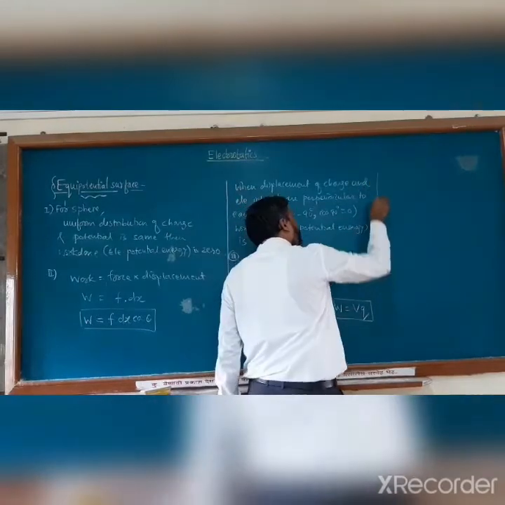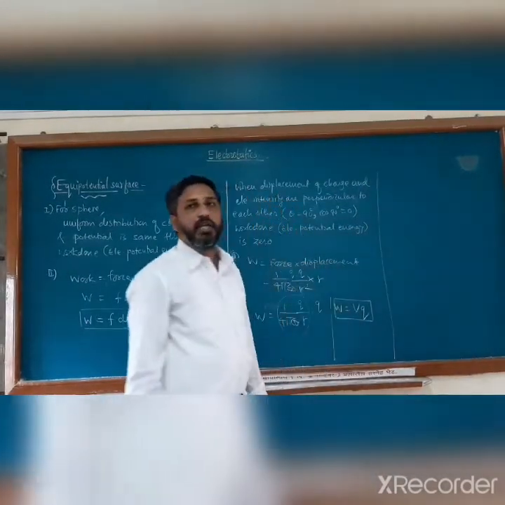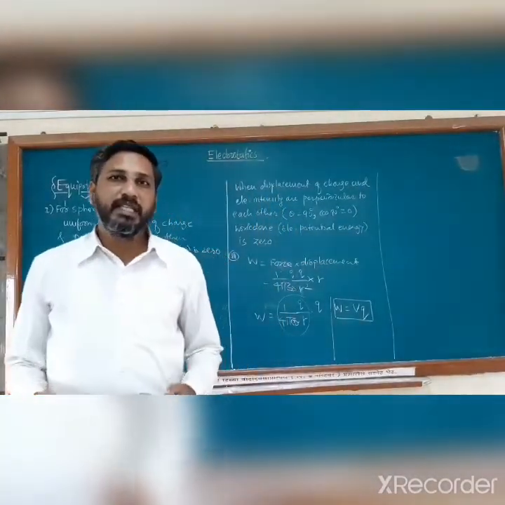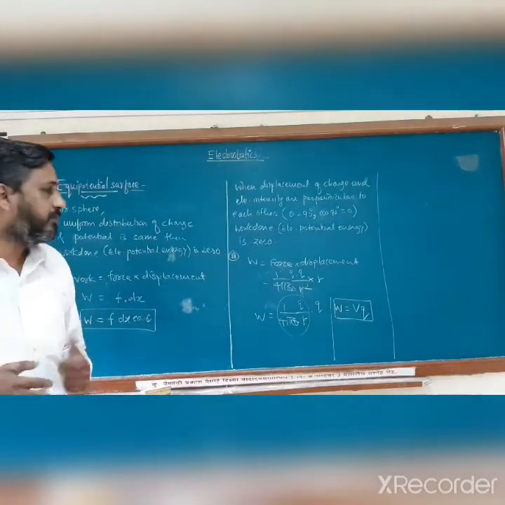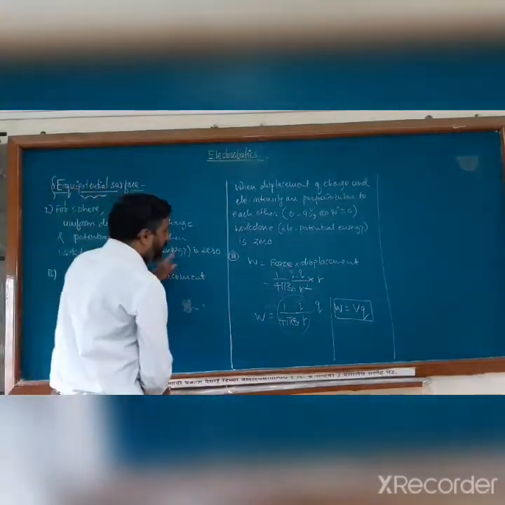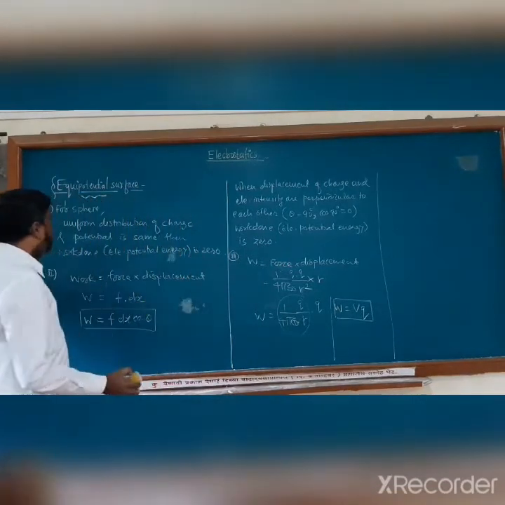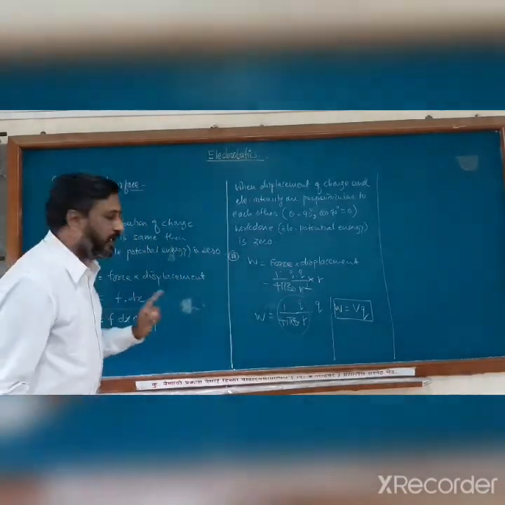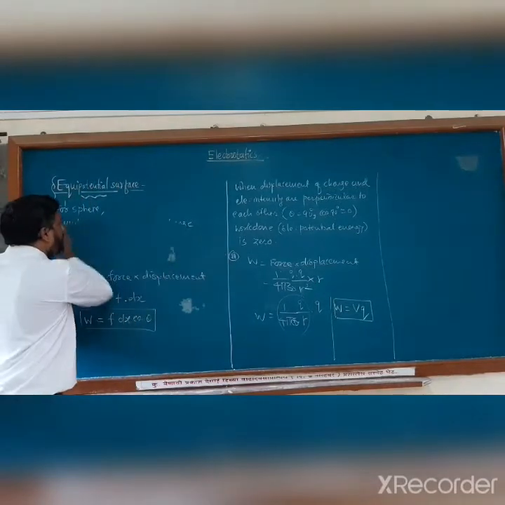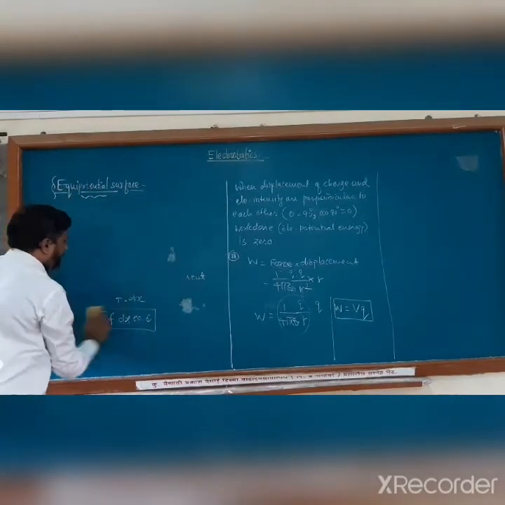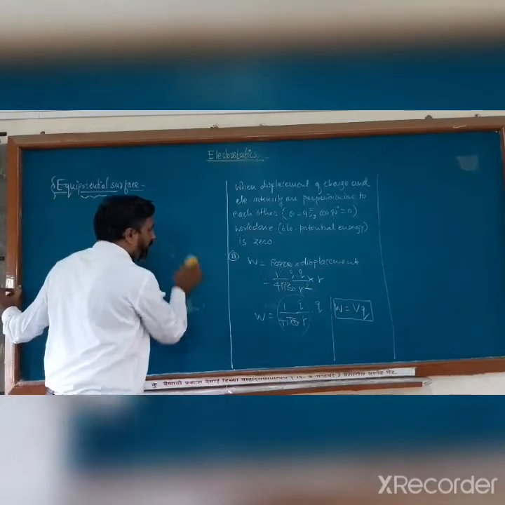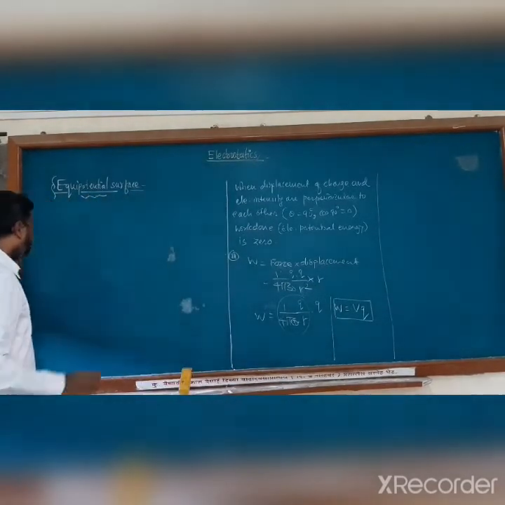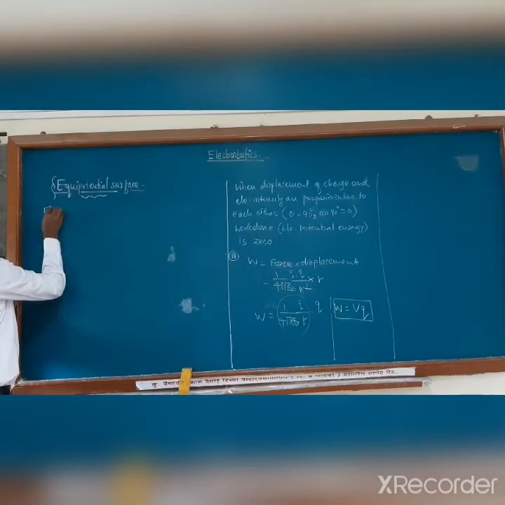Now we see how you calculate the electrostatic potential energy when two charges are present. First of all, write down all the 3 important points in your notebook. Then we see the next part. Electrostatic potential energy.